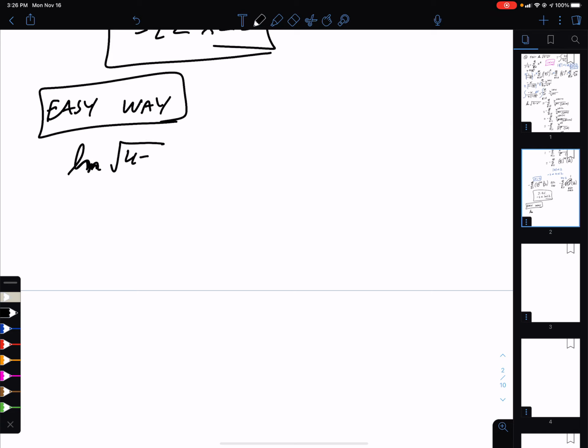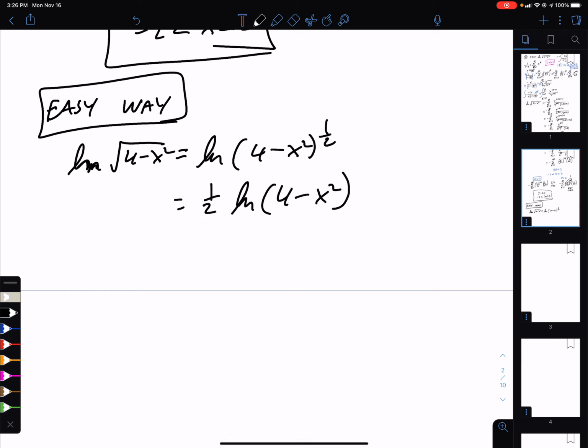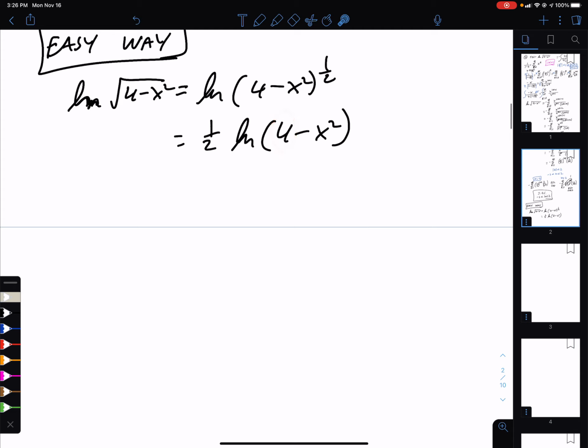Well, this is ln of 4 minus x squared to the 1/2 power. And we have a rule of logs. You can put the power in front of the log. So that becomes 1/2 ln of 4 minus x squared. Okay, we want a 1 there, and I'll explain why in a second, but we're going to factor out a 4. And this will be 1 minus x squared over 4, kind of similar to what we had before.